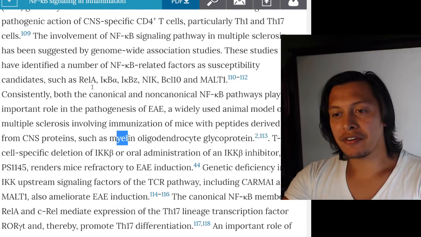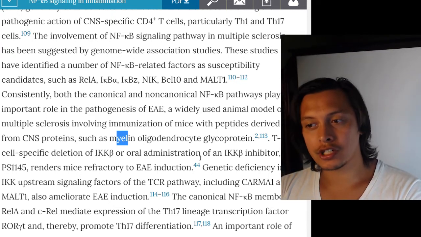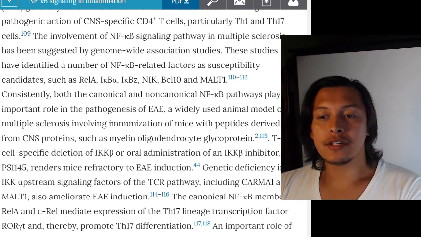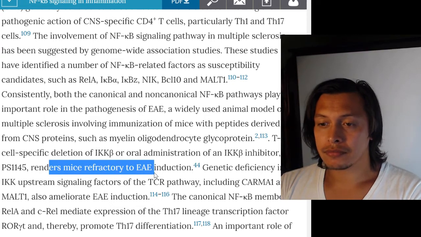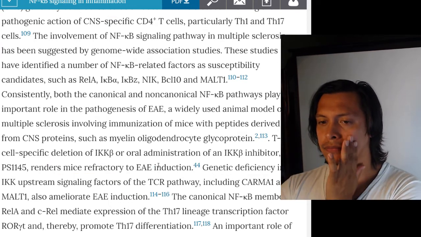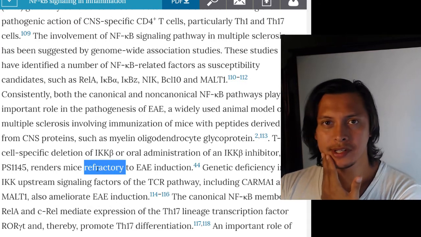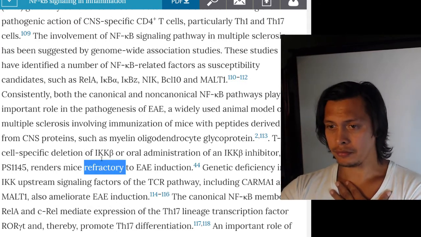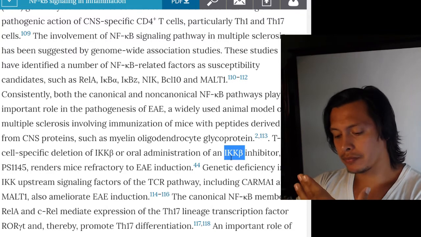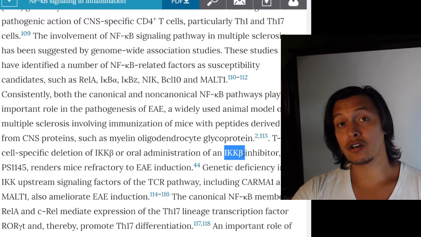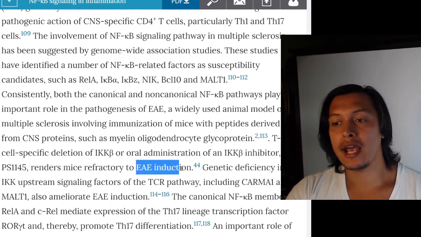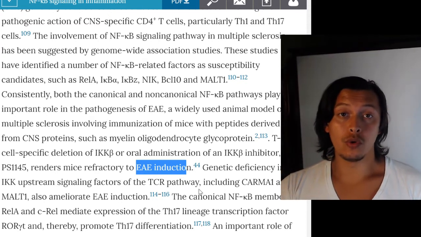So T-cell specific deletions of IKK beta or oral administration of an IKK beta inhibitor, also known as PS1145, renders mice refractory to EAE induction. It renders the mice resistant to EAE induction. So if you remove IKK beta, or if you inhibit IKK beta, you are then inhibiting nuclear factor kappa B from functioning or activating properly. And if you do this, some of the mice are more resistant to the EAE induction, or they are more resistant to this autoimmune disease.